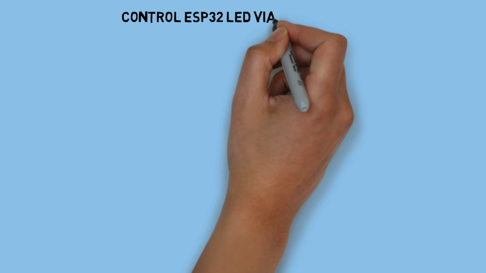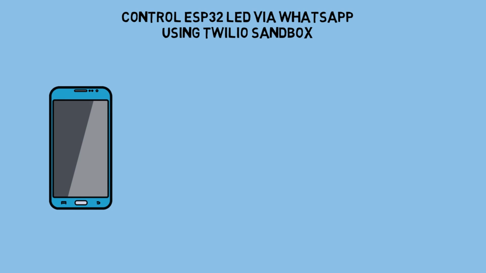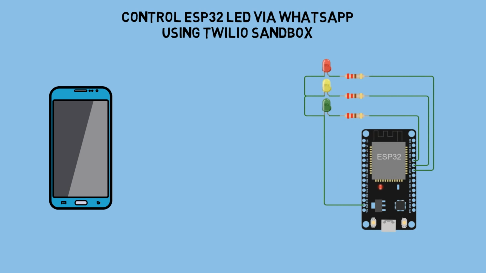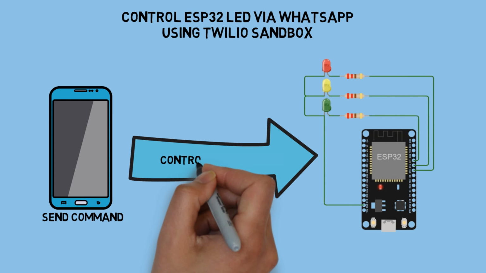In this video, I will show you how to control LEDs on an ESP32 via WhatsApp using Twilio Sandbox. In general, the concept works like this. From a smartphone, we will send a command message, which is then received by the ESP32. The ESP32 will process the message and control the LEDs accordingly. In other words, we'll be able to control the LEDs using WhatsApp.